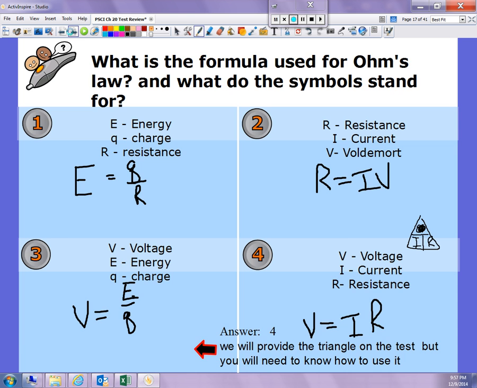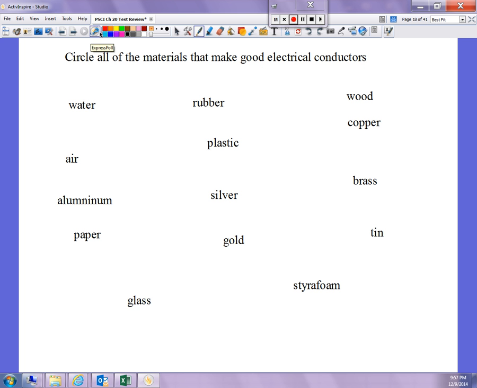All right, next question. It says circle all of the materials that make a good electrical conductor. So take a moment and on your sheet of paper, identify all of the good electrical conductors. Okay, raise your hand if you're ready.